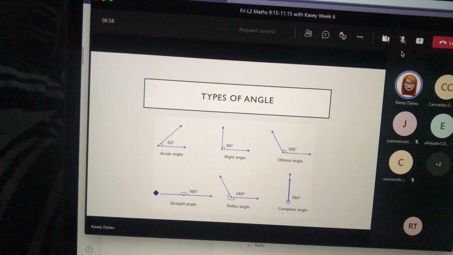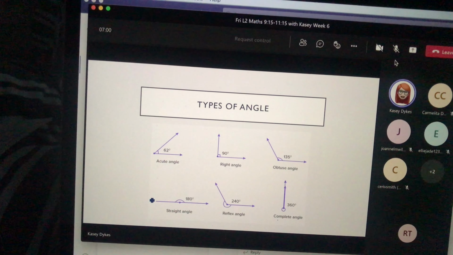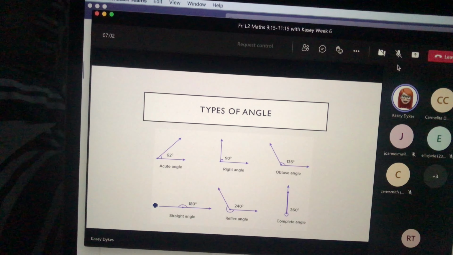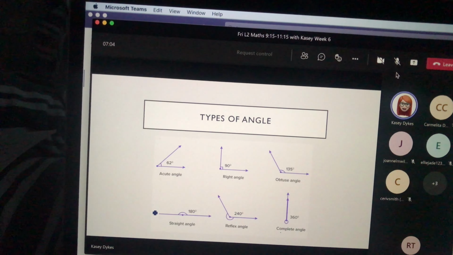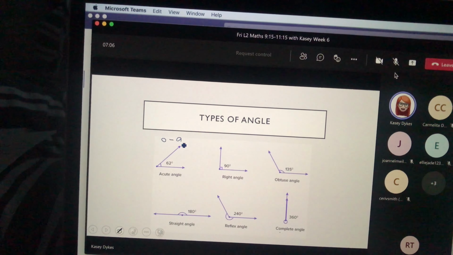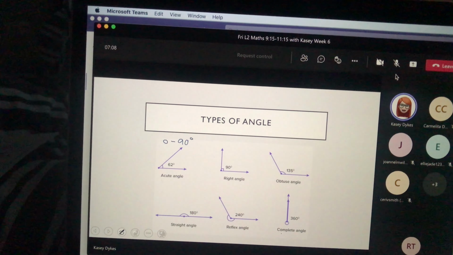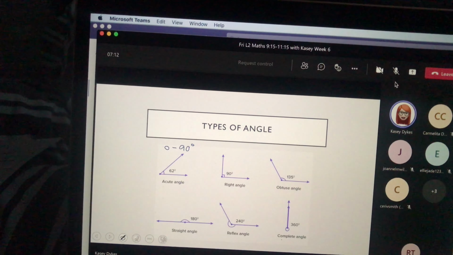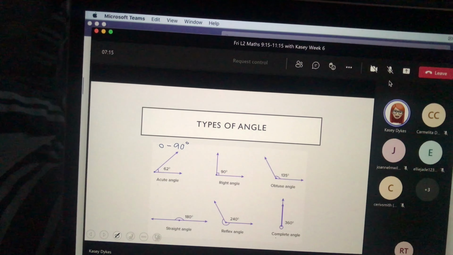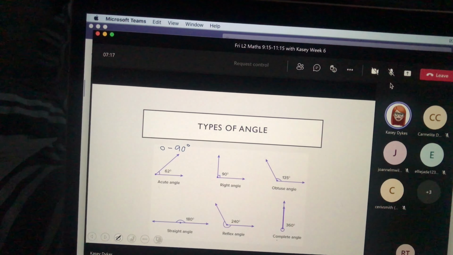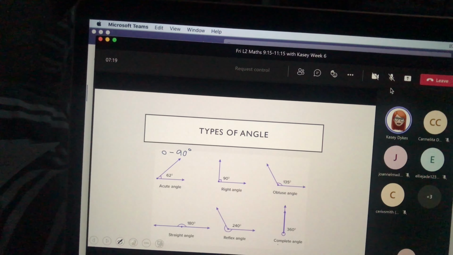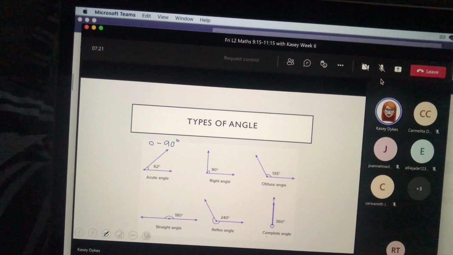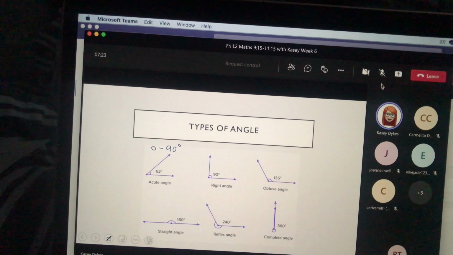So our first type of angle then is an acute angle. And this is basically any angle which is measured between 0 and 90 degrees. Sometimes we refer to it as a sharp angle, acute being another word for sharp. So if you said you had an acute pain, it'd be like a sharp stabbing pain. So an acute angle is like a sharp, arrowy type angle.